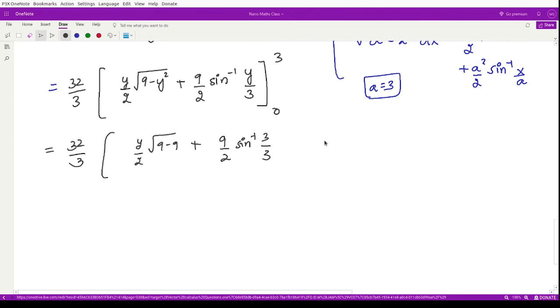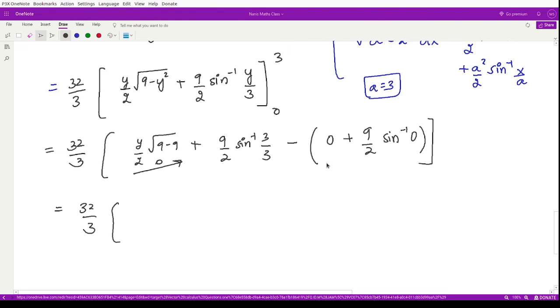And then you will substitute 0. So minus of, here you have 0, and 0 into something is 0. And then you have 9 by 2 sine inverse of 0. Sine inverse of 0 is again 0. So this term is 0, this term is also 0, because sine inverse of 0 is 0. So we are left only with this term, that is 9 by 2 sine inverse of 1. And you know what is sine inverse of 1? That is pi by 2.